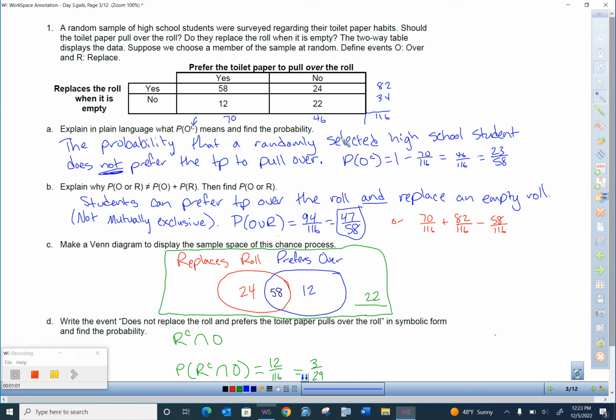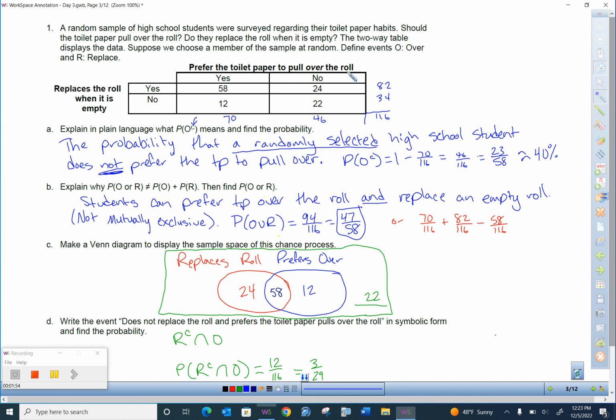Okay. Now, I want to explain this part for a second. When we're asked to explain about probability, I always want you to include a part that says a randomly selected, whatever your context is, because it's really important when we're talking about this number. In this case, it was 23 over 58, and that looks like about 40%. It's not one of those ones that comes out nicely, so I'm just going to roughly put it here. So I'm not saying there's a 40% chance that someone prefers to pull over the toilet paper on the roll.